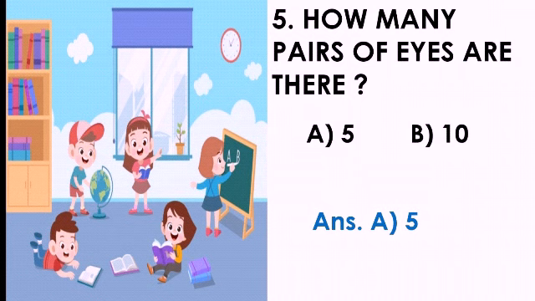How many twos? You have to check how many girls and boys are there. The total number of boys and girls is 5. So 5 twos are 10. That means the total number of eyes is 10. But how many pairs of eyes are there? Each boy or girl has two eyes, that means a pair of eyes. That means 5 will be the answer. So the answer will be option A, 5. It means 5 pairs of eyes are there.